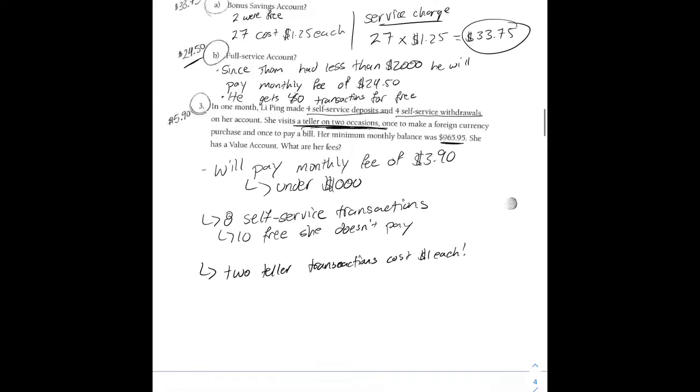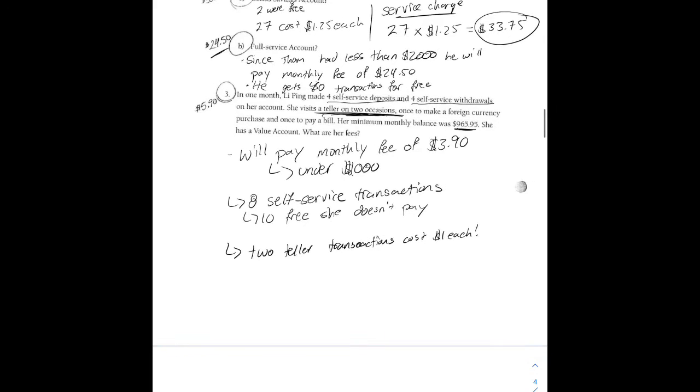Okay, so if we go back up here, we can see that she only gets 10 self-service for free. Since she gets 10 self-service, she doesn't pay this because she only did 8. But here, no matter what you do, every teller transaction costs $1. So she's going to pay $2 for 2 teller transactions.